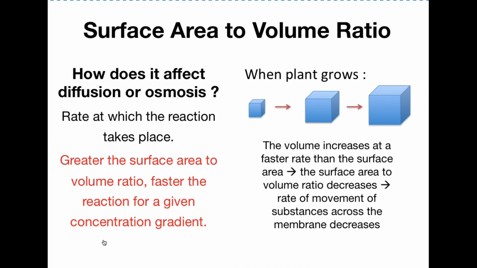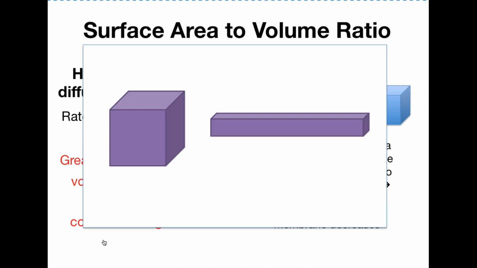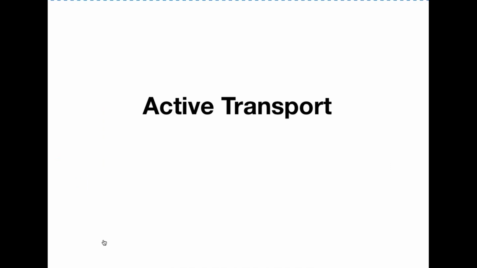When the cell increases in size, the volume increases at a faster rate compared to the surface area. Hence, the surface area to volume ratio will therefore decrease, and the rate of movement of substances across the membrane will also decrease. Cells that are responsible for absorption, like root hair cells, are also modified in terms of their shape, so that they can increase this surface area to volume ratio. Like a square has a lower surface area to volume ratio than a rectangle.